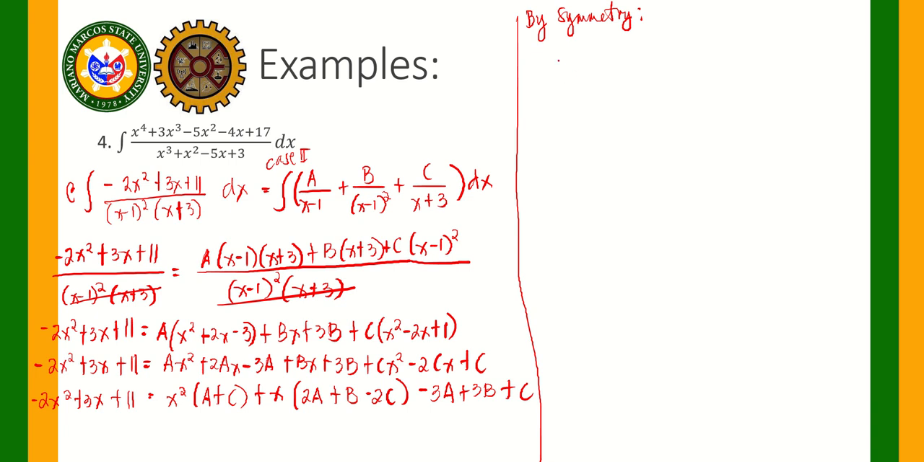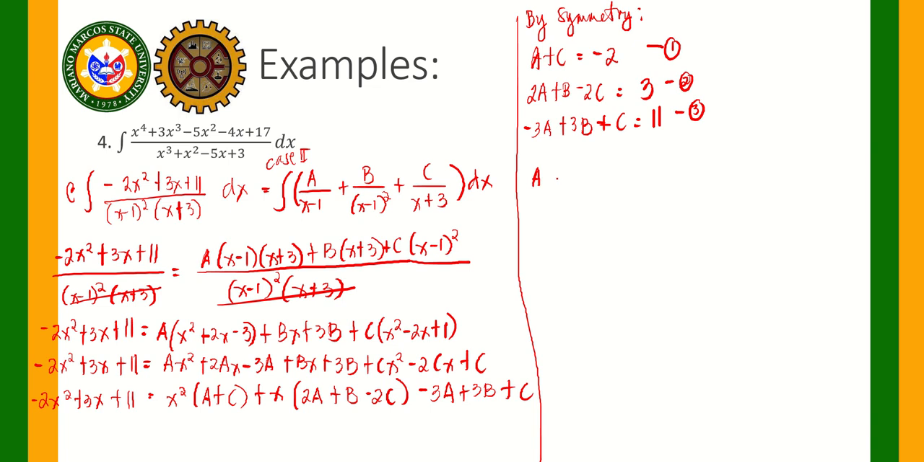Okay. So, yung x squared natin will be a plus c, which is equal to negative 2. And then 2a plus b minus 2c is equal to positive 3. And then negative 3a plus 3b plus c is equal to 11. So, this is equation number 1, equation number 2, and equation number 3. Now, from equation 1, manipulate natin. So, that will be equal to a is equal to negative 2 minus c. Let this be our equation number 4. Because if we don't do that, wala tayong masasolve.